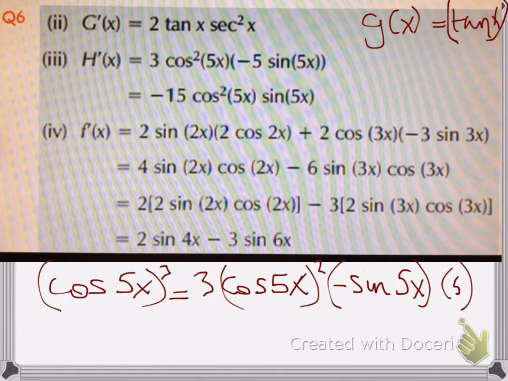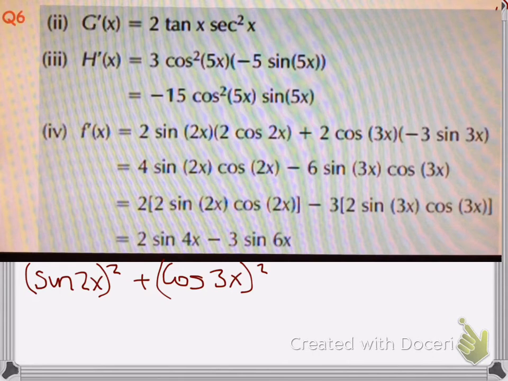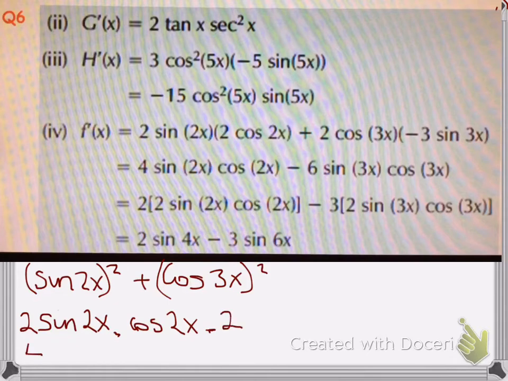Last one, part 4, sine squared 2x plus cos squared 3x. Again, just do them separately. So sine 2x in a bracket to be squared, that's 2 times the bracket to the power of 1. Anything to the power of 1 is just itself. Then derive the trig function, so the derivative of sine is cos 2x, and the derivative of the angle 2x is 2. So tidy that up, you're going to get 4 sine 2x cos 2x.